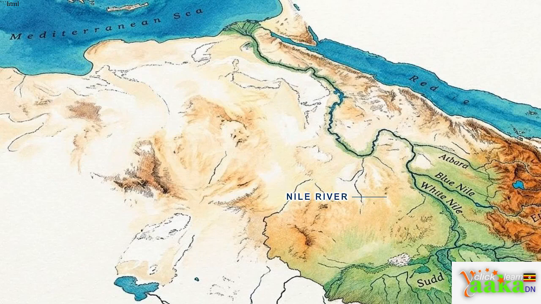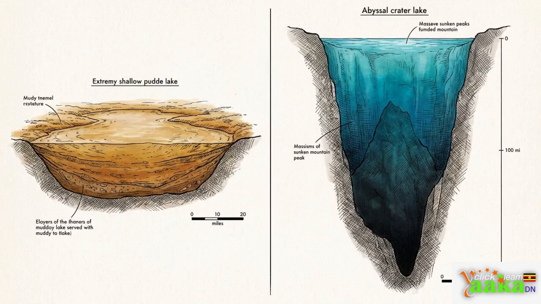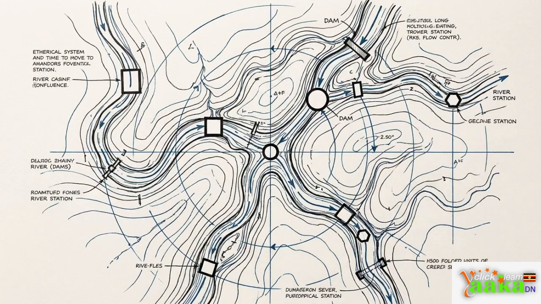But why does the water pool where it does? Why is the Nile forced into its specific northbound path? And why are some lakes shallow while others are deep enough to swallow mountains? The location of these features follows a distinct structural logic.